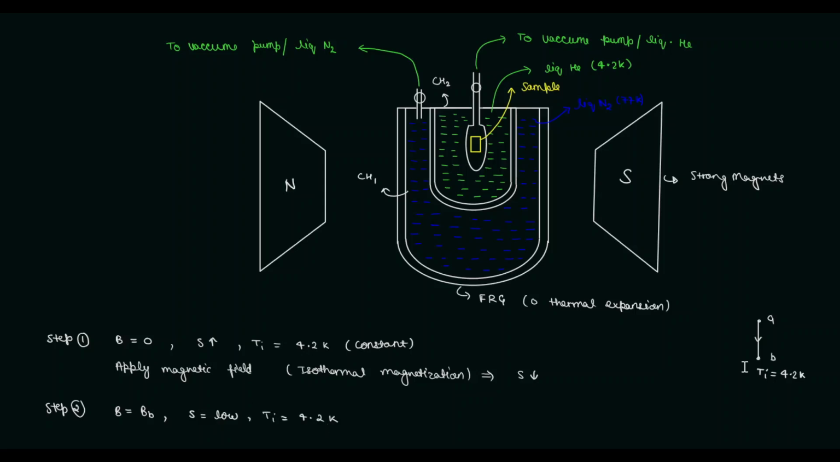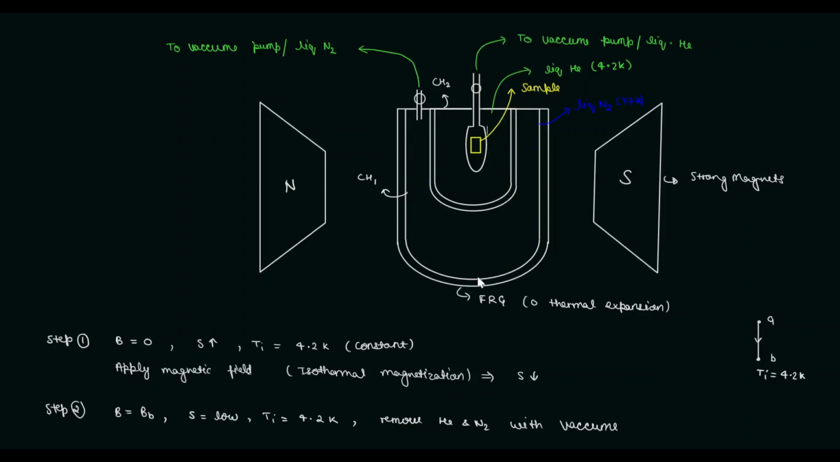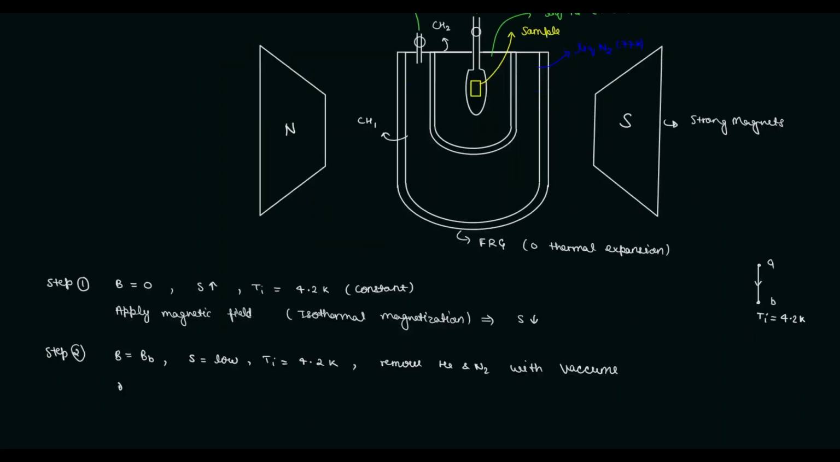Now in the second step, you will remove the liquid helium and liquid nitrogen with vacuum so that the sample is isolated from the helium bath. Now reduce the magnetic field slowly to reach zero. Now as the sample is isolated from the surroundings, this process will be adiabatic demagnetization, for which the entropy will be constant.